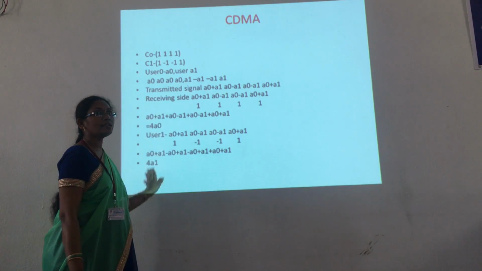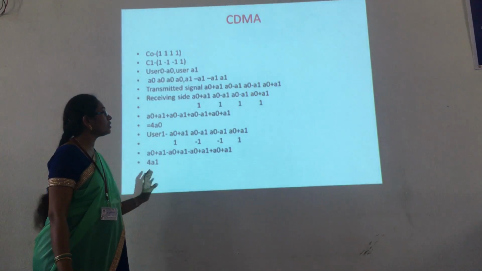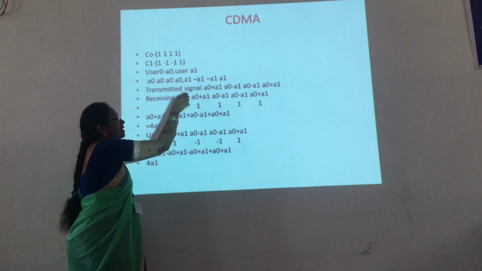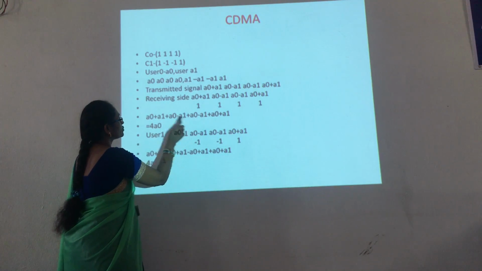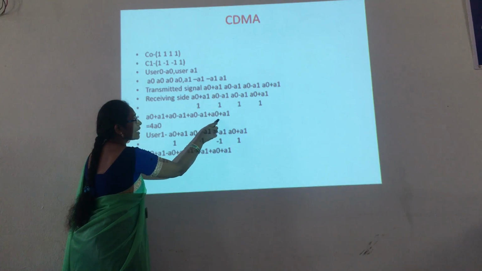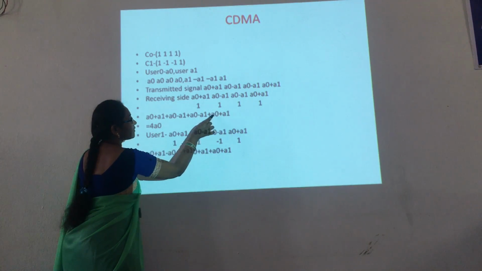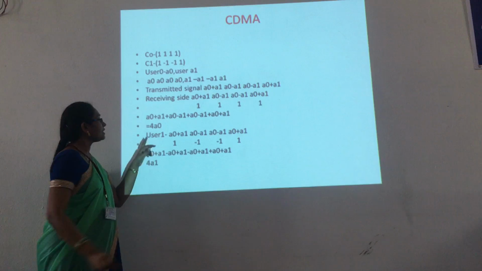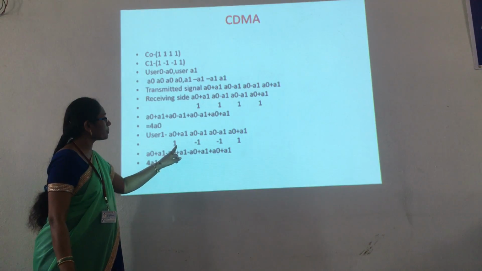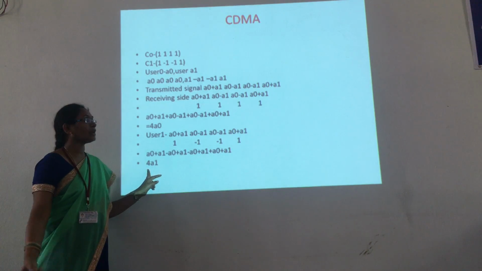Now at the receiving side, we want the original data. The receiving side multiplies with the same code and adds: A0 plus A1, plus A0 minus A1, plus A0 minus A1, plus A0 plus A1. Here the minus A1, plus A1, minus A1, plus A1 terms cancel and the remainder is 4A0. Similarly, to get user 1, you multiply with the code used for C1 and you can recover 4A1.